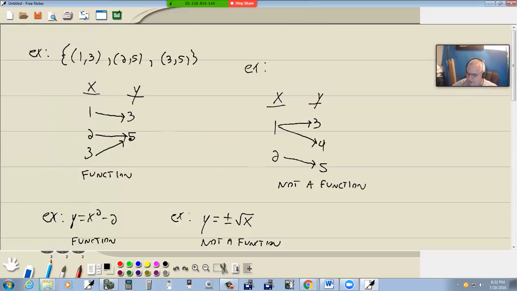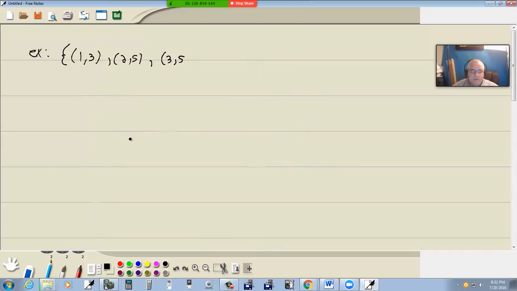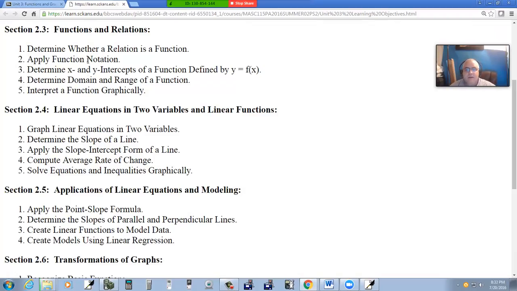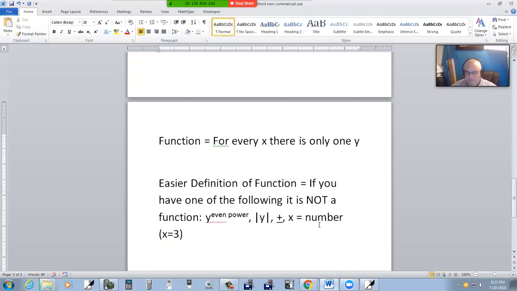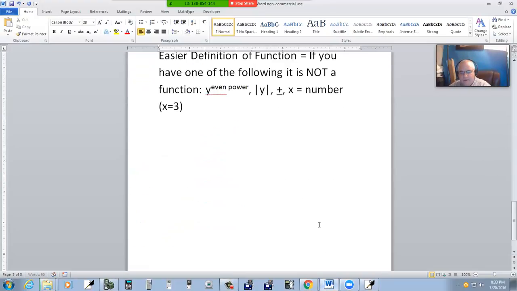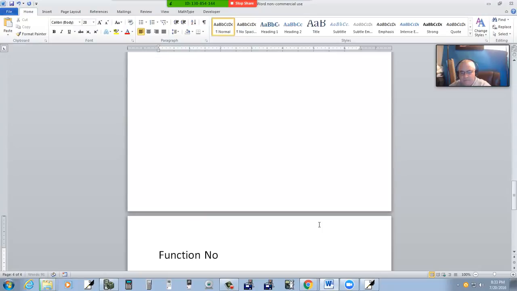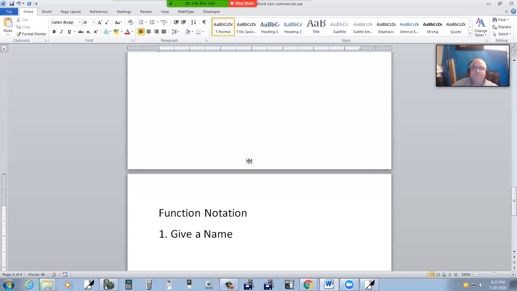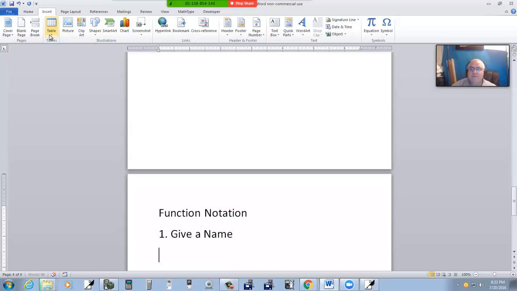Let me clear those off. Okay, now we're going to take a look at function notation. And let me type this up actually. Function notation has two purposes. First purpose is to give a name. Same as you name a child.